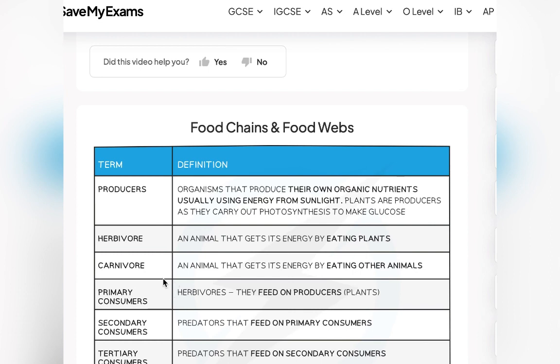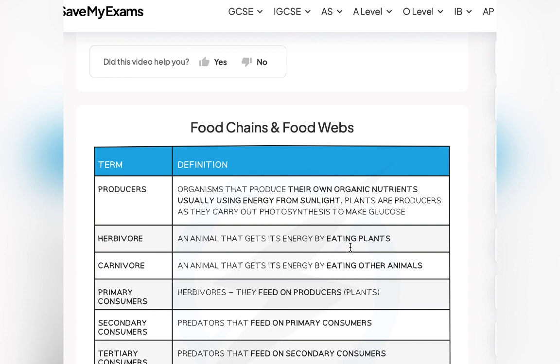Apart from that, the consumers themselves are classified into three groups. We have the herbivores, the carnivores, and the omnivores. The herbivores are those animals that feed on grasses and plants. They are organisms or animals that get their energy from eating plants. That's herbivores. Now the second category of consumers is the carnivore.